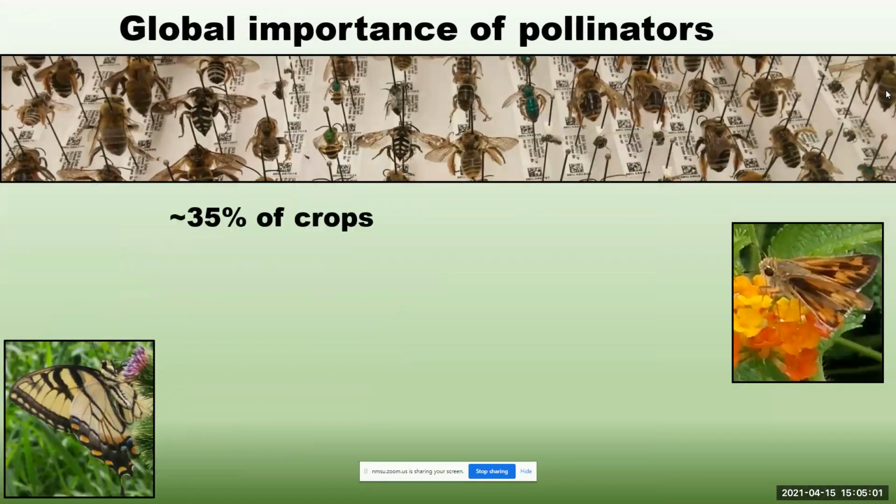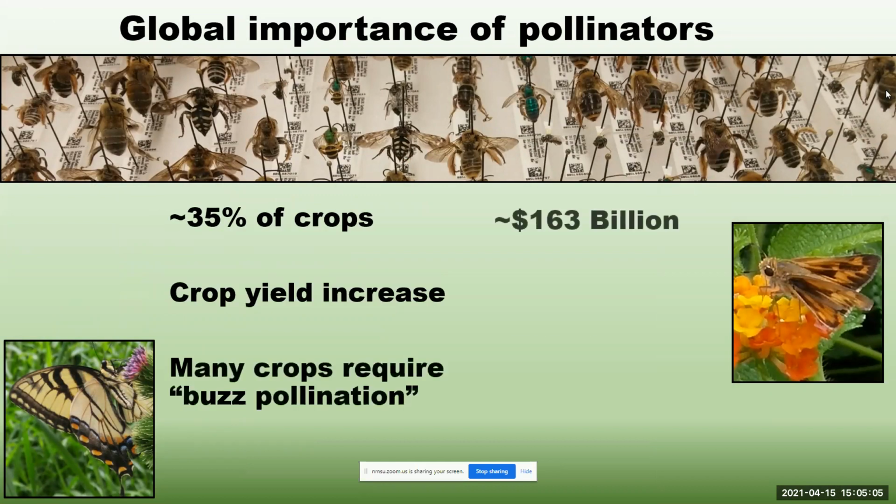So to start off with, pollinators around the globe are responsible for about 35% of crops that require pollination. This doesn't mean that all of those crops cannot be produced without pollination services, but the 35% of crops that insects do pollinate, they help increase the crop yield. That crop yield increase adds about $163 billion to the global economy.